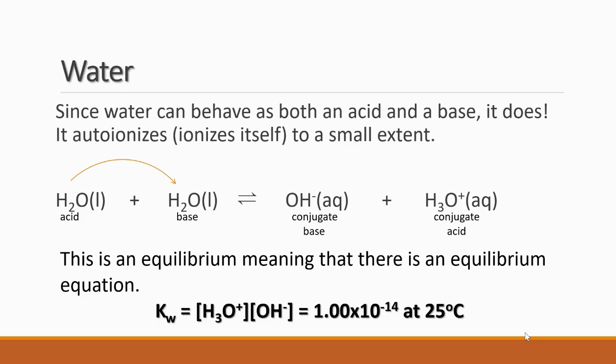Kw is true no matter what is in it. If we put an acid in water, Kw is still 1 times 10 to the negative 14 at 25 degrees Celsius. If we put a base in water, Kw is still 1.0 times 10 to the negative 14 at 25 degrees Celsius. It's just that the concentrations of hydronium and hydroxide go up or go down depending on what's present. But in water, the concentrations are equal.